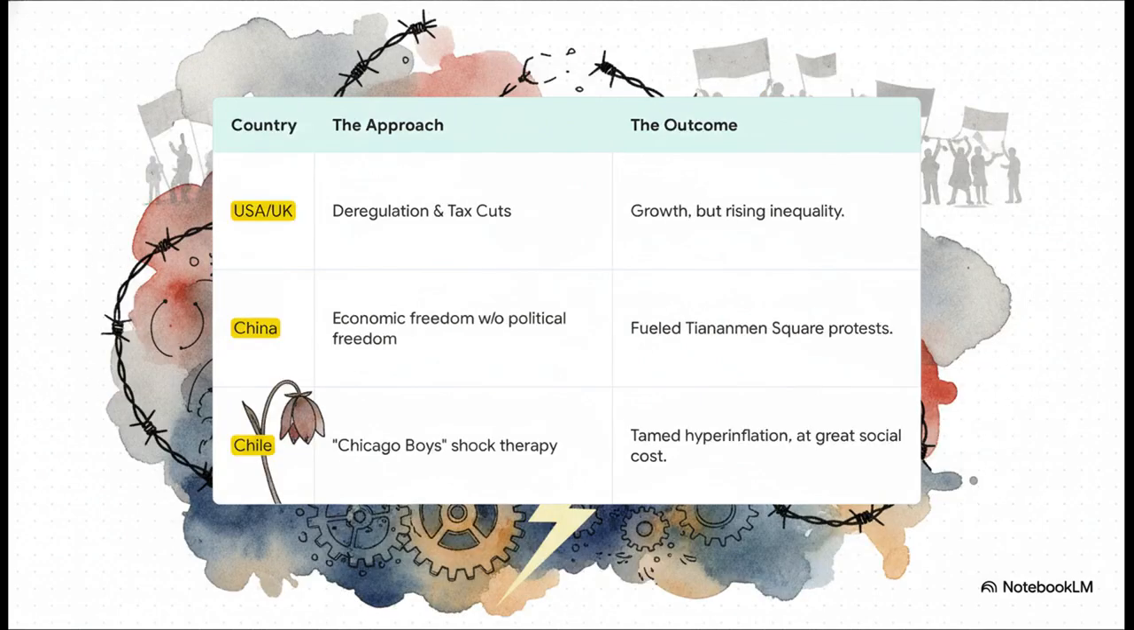Okay, but here's the thing. This free market idea, it wasn't some magic bullet you could just apply anywhere and get the same results. When it was tried elsewhere, the outcomes were dramatically different. In China, the government tried to introduce economic freedom without political freedom, a tension that just boiled over at Tiananmen Square. And in Chile, a really brutal shock therapy approach did manage to tame hyperinflation, but it came at an immense social and political cost.